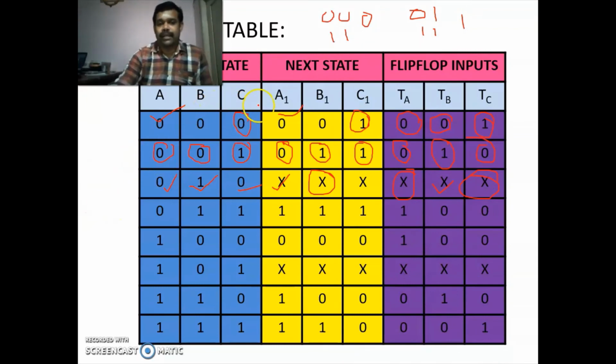After that, here you are having 3 inputs, and the flip-flop inputs is 3. So you have to draw 3 variable K maps: one for TA, one for TB, and another one for TC. So we have to draw K maps for TA, TB, and TC, and we have to find the input expressions for this TA, TB, and TC. So for the K map, the input variables are A, B, and C.